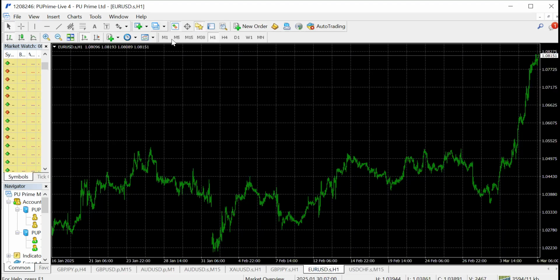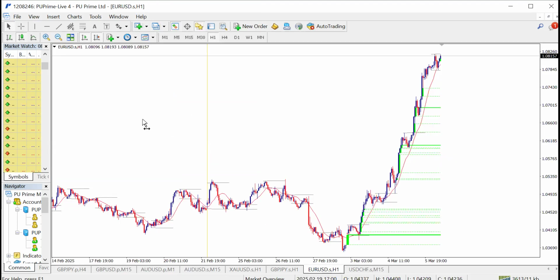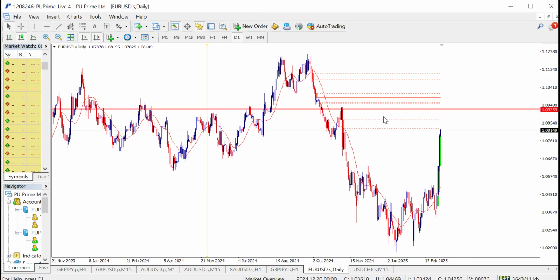So I've done USD CHF. Okay, this is for Euro USD. On the daily time frame, you can see how bullish Euro USD has been. And this is the next high that we might be approaching. I would love to see a proper retracement before entering into the market.